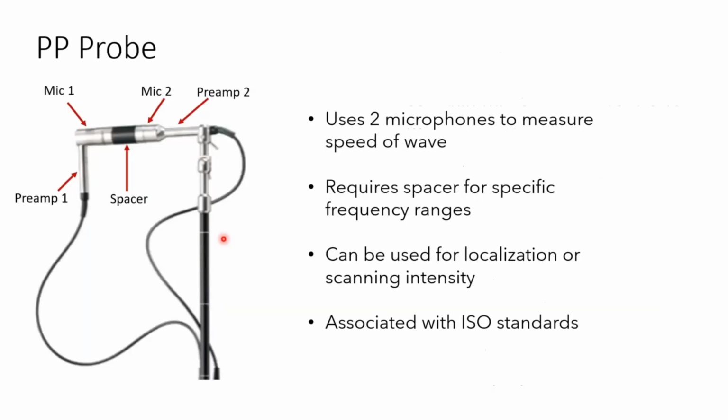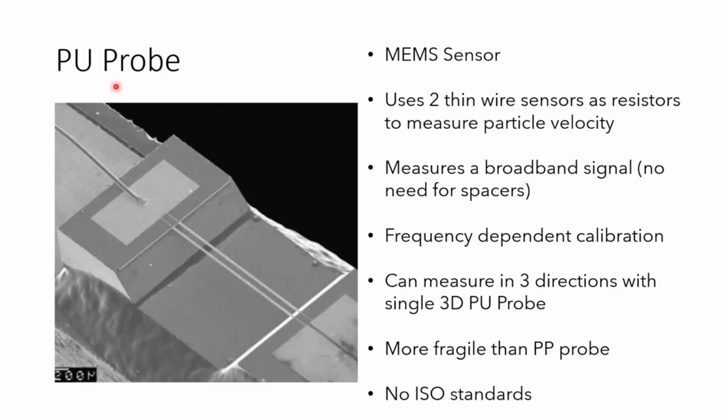The nice difference between the PP probe and the PU probe is there's no spacer. You can get a broadband signal right out of measuring with the PU probe. And by broadband, I mean that you can measure from low frequencies to high frequencies. You don't have to worry about getting the exact right spacer in there to get your frequency range. So if you don't know what your sound source looks like, this might be a better instrumentation for you to use.